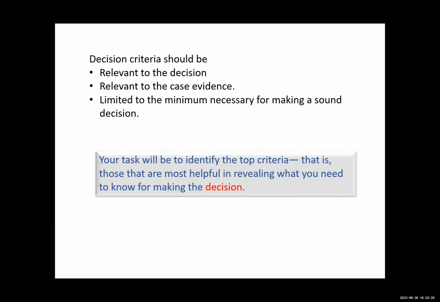So accordingly, your task will be to identify the top criteria, those that are most helpful in debating what you need to decide. Some criteria will be more helpful than others. Sometimes there will be a lot of noise. Even when you do a diagnostic, these are sometimes noise. People will just raise that this is important, that is important. Even in the case also it will be there.